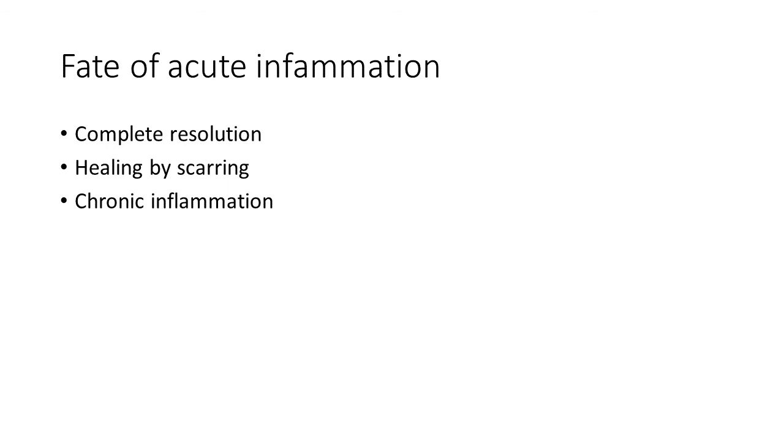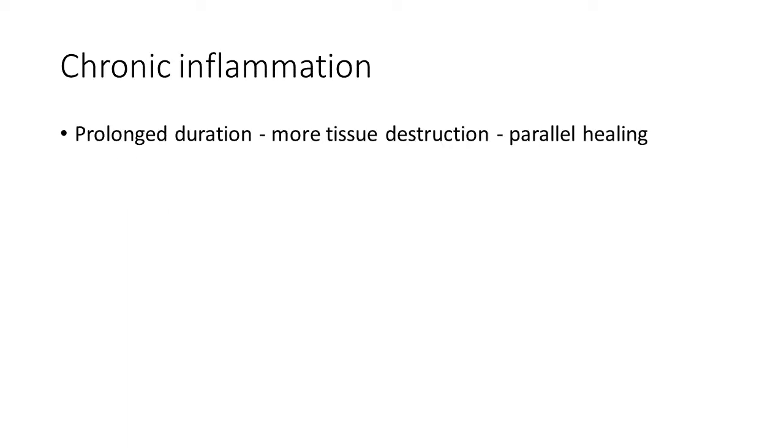Coming to the fate of acute inflammation, it can take one of three routes. Number one, there can be complete resolution, a complete return to normal. Number two, there can be healing by scarring. This happens when the tissue destruction is extensive and then healing occurs by fibrosis. And then there is number three, chronic inflammation, the condition where acute inflammation progresses to form a chronic inflammation. And that brings us to our next section, chronic inflammation.